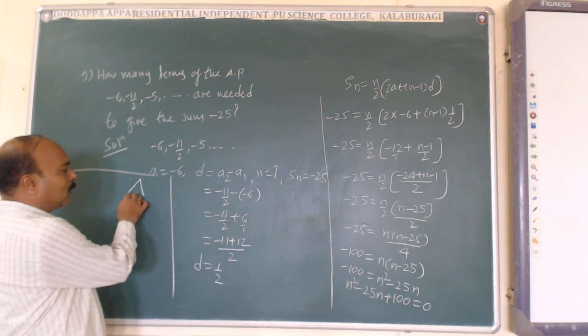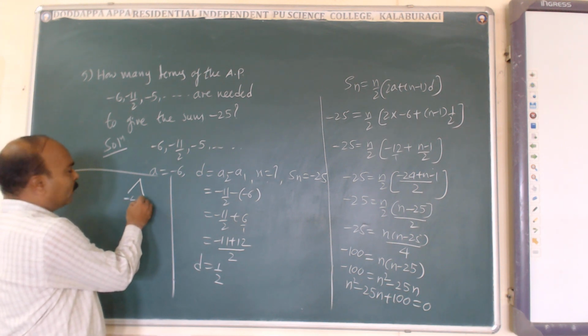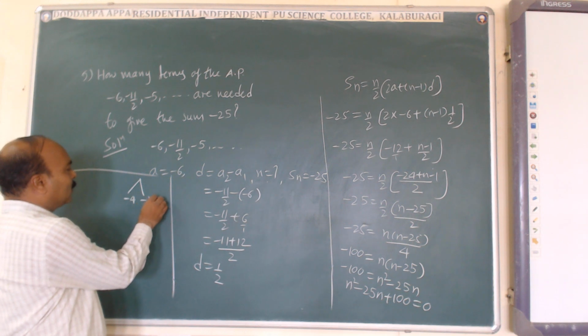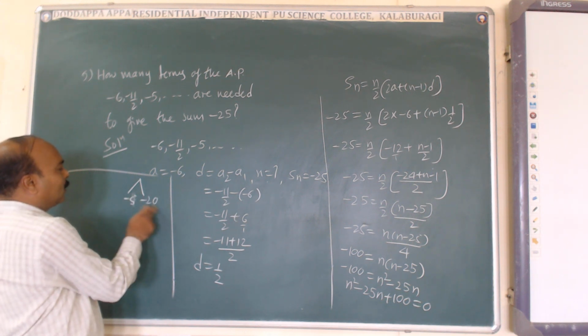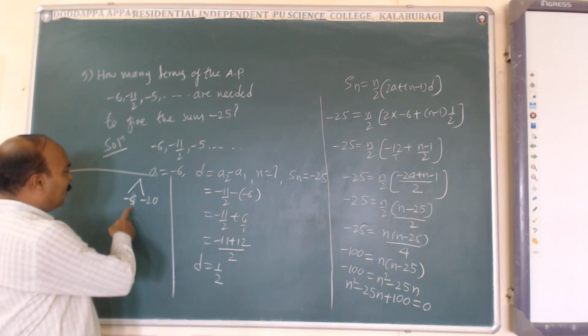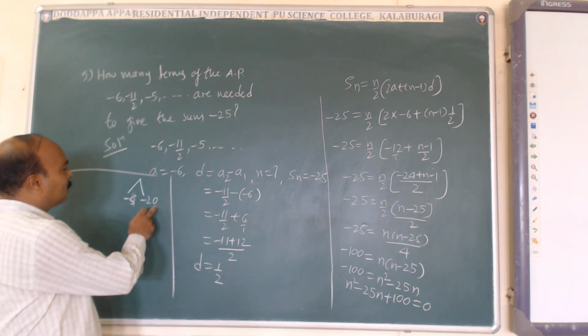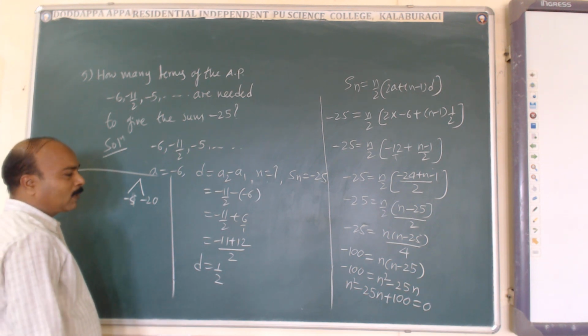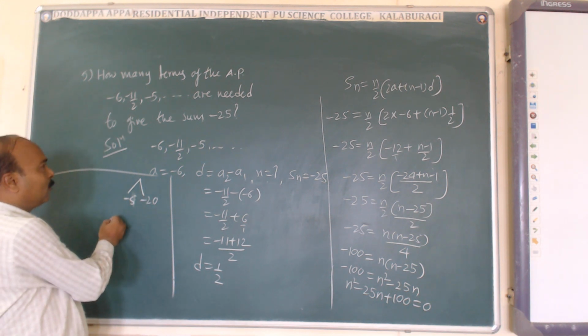The factors are minus 5 and minus 20. Minus 5 plus minus 20 is minus 25, and minus 5 into minus 20 is plus 100. That is the product. Now we check like this. Now we write the factors of this one.